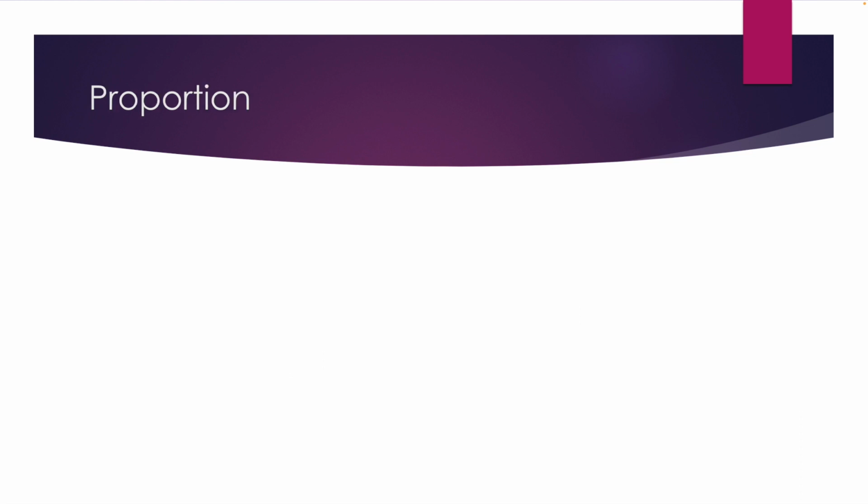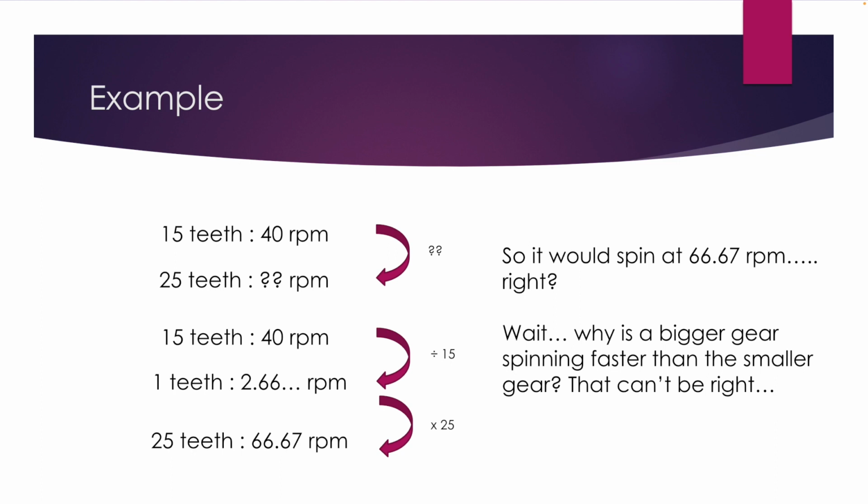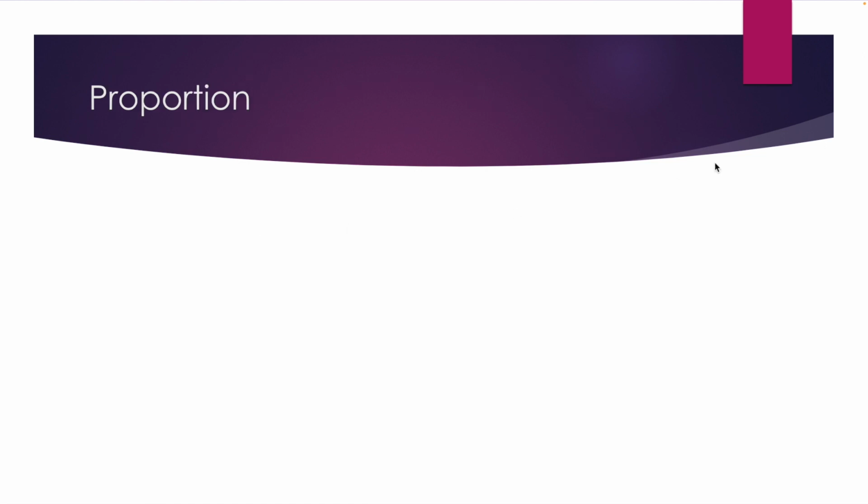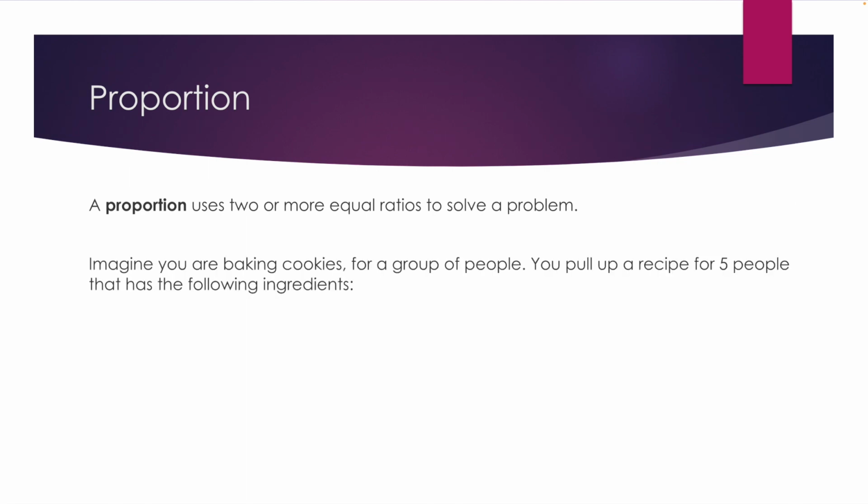This is because there are different types of proportions. So let's back up a little bit. A proportion uses two or more equal ratios in order to solve a problem. So like you saw in these problems here, I used two different ratios. I had a ratio here and a ratio here where one piece was missing, and I'm trying to fill in that missing piece using the other pieces of information. So a proportion uses two or more equal ratios in order to solve a problem.